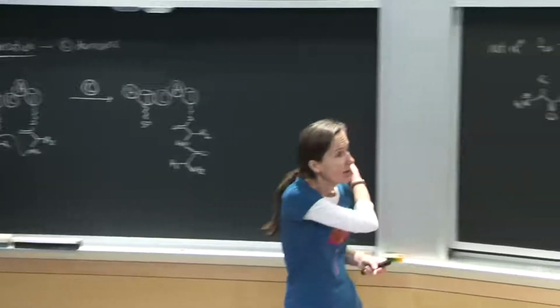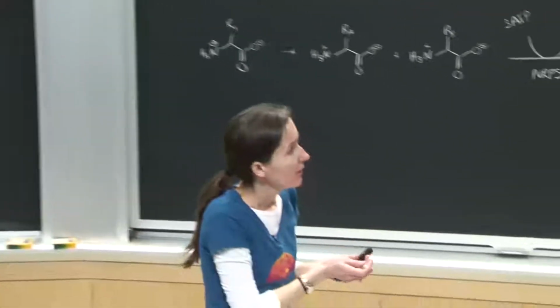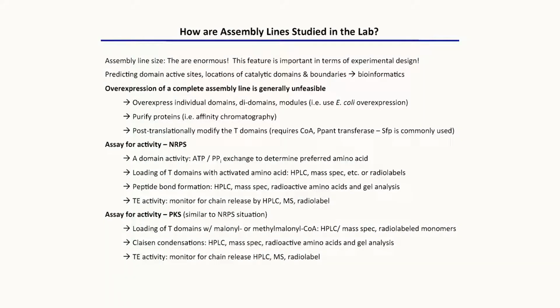And so there needs to be a PPTase, and what we'll see is that there's a PPTase from B. subtilis called SFP that's very promiscuous. It will basically modify any T domain. And so experimentally, this is what people use, because often one has no clue what the endogenous PPTase is. So SFP to the rescue.